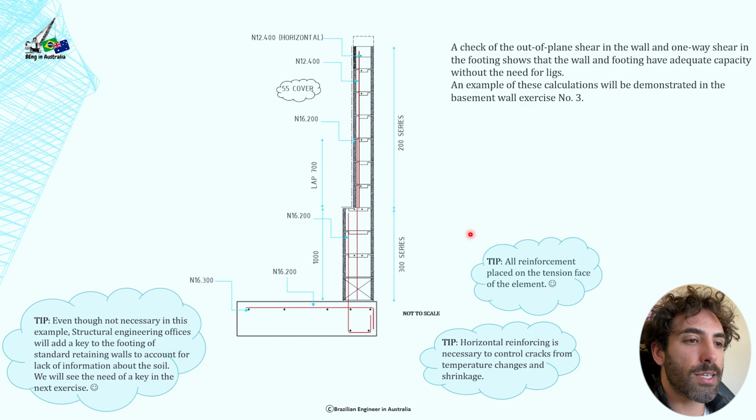Moving to the last slide, we're going to see how we can detail this retaining wall. As previously seen, we have 1 meter high of 300 series, and then we have 2 meters high of 200 series. We're going to lap the N16 at 200, 700 millimeters with the N12 at 400.